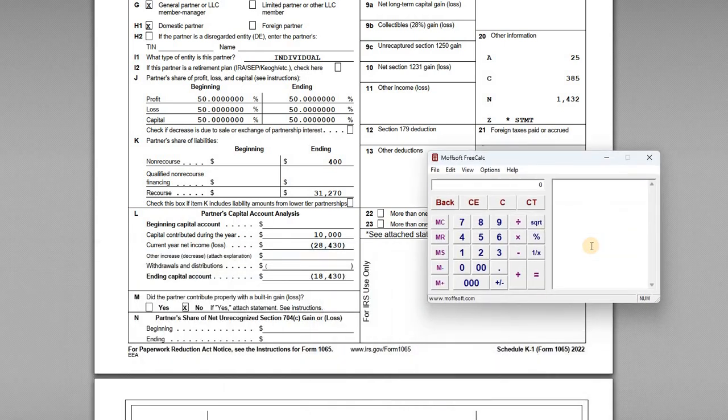So if we pull up a calculator here, right, it's $400 plus $31,270, right? So that's the $31,670 increase. And then we take into account his negative capital account. There's the $13,240. So that's his total basis, accounting for the negative capital account plus the allocation of debts.